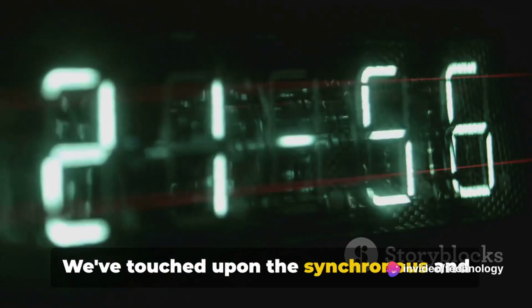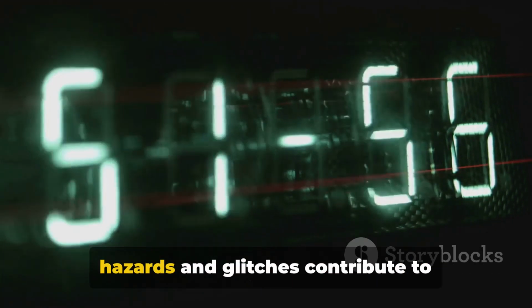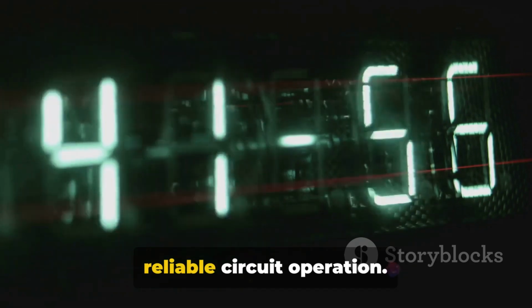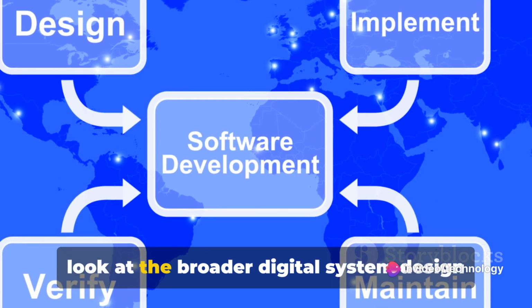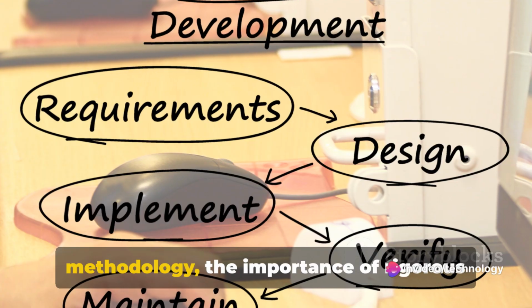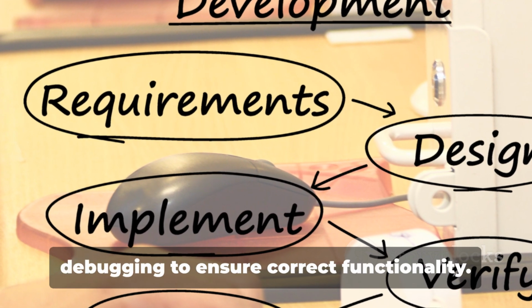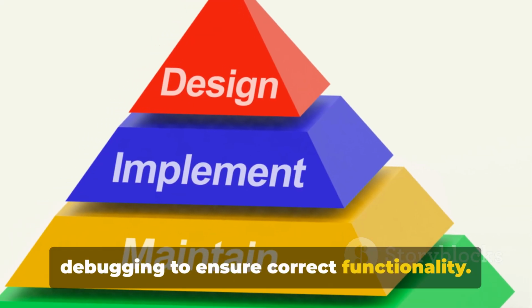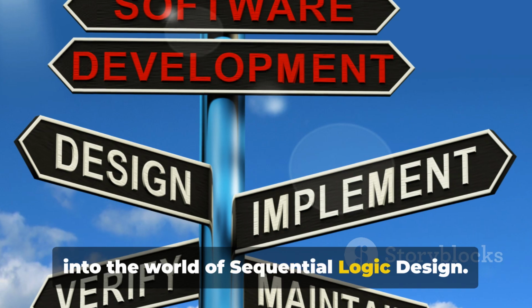We've touched upon the synchronous and asynchronous sequential circuits, and how clocking strategies and keen attention to hazards and glitches contribute to reliable circuit operation. Finally, we've wrapped it all up with a look at the broader digital system design methodology, the importance of rigorous testing, and the need for thorough debugging to ensure correct functionality. And with that, we conclude our journey into the world of sequential logic design.